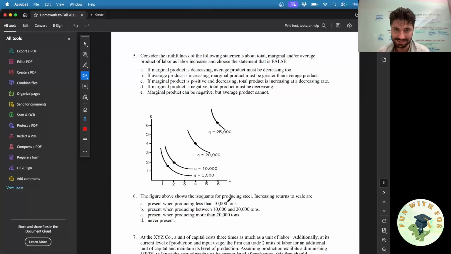Okay, moving on. We got returns to scale stuff. I think this graph is the exact same one we had in a class poll. So hopefully this is a familiar thing.